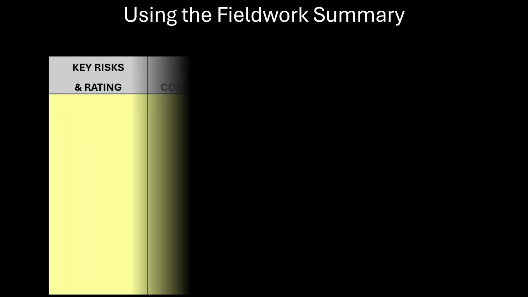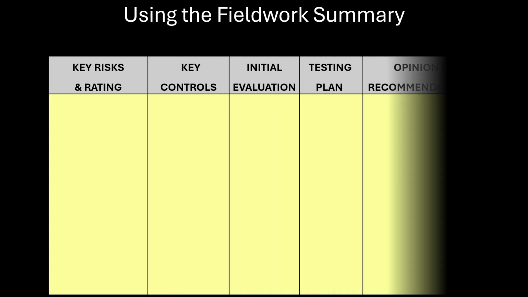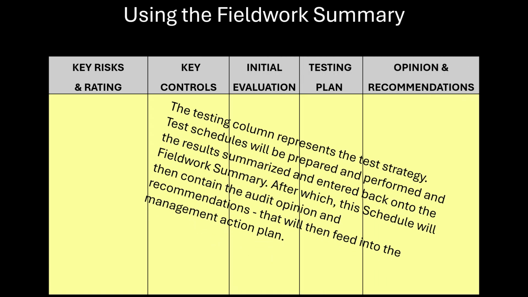All of which was driven by the fieldwork summary that captured several things in each of the various columns, such as key risks that have been rated high in terms of impact and likelihood before controls are applied. These risks drive the evaluation in terms of key controls that are in place to mitigate the risks. The auditor's initial evaluation of these control measures. Which tests should be planned to assess the reliability of these controls, and finally, the impact of non-compliance and general weaknesses through poor controls, which will be placed in the opinion and recommendations column.